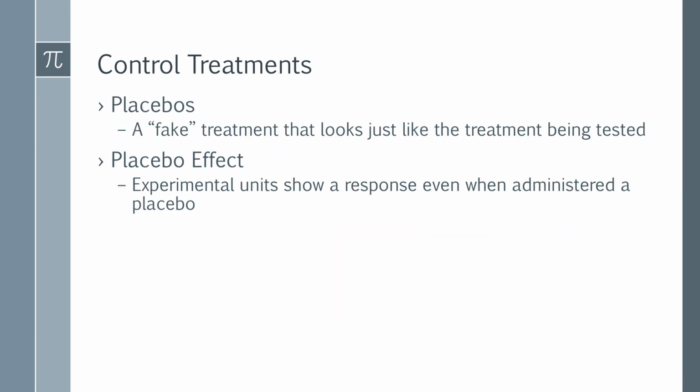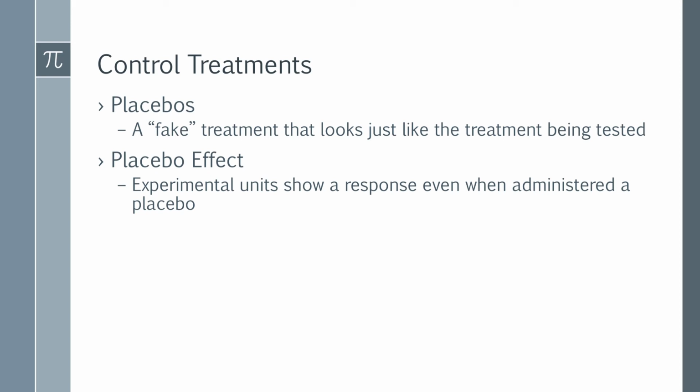Now, you may have heard the term placebo, and the placebo is a fake treatment that looks just like the treatment being tested. So it could be something like a sugar pill or colored water or something like that. Now, the placebo effect is when experimental units show a response even when administered a placebo.